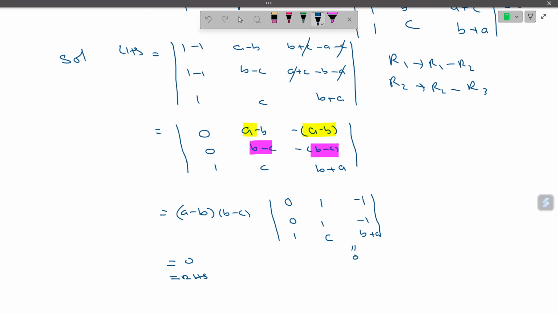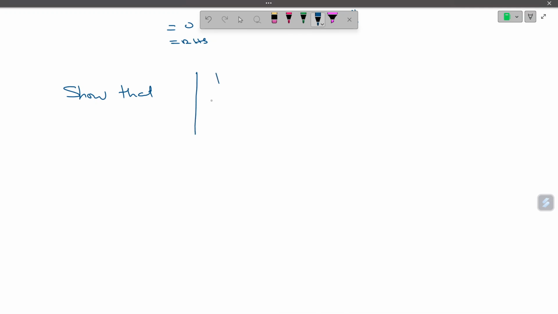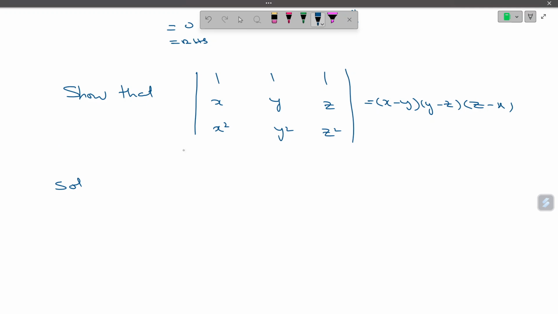One more problem on the determinant. So another problem which says show that the determinant with rows 1, x, x square; 1, y, y square; 1, z, z square equals x minus y, y minus z, z minus x. Now here we have to prove these things. So left hand side.